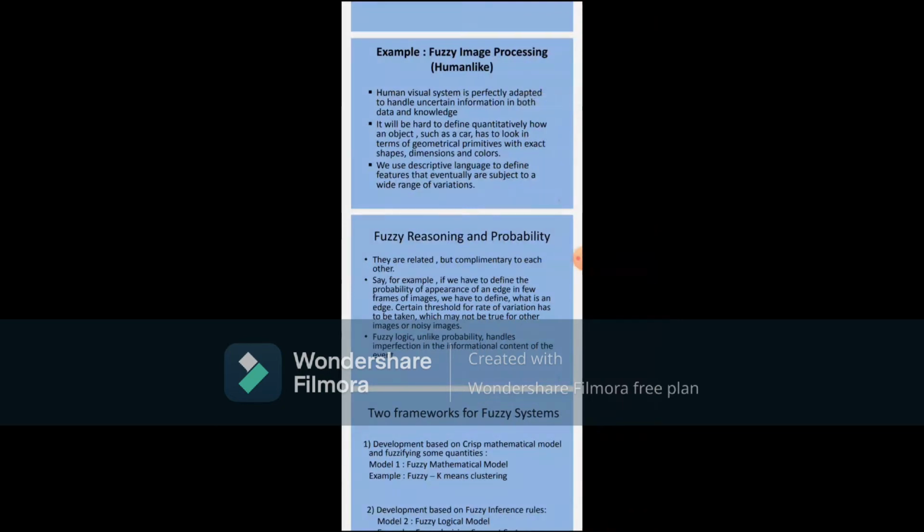Fuzzy reasoning and probability are related but complementary to each other. Say, for example, if we have to define the probability of appearance of an edge in a few frames of an image, we have to define what is an edge. A certain threshold for rate of variation has to be taken, which may not be true for other images or noisy images. Fuzzy logic, unlike probability, handles imperfection in the informational content of the event.